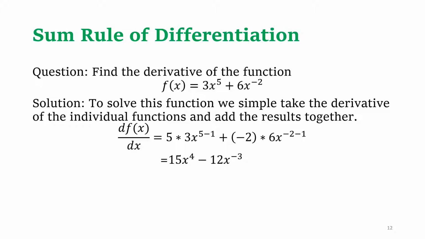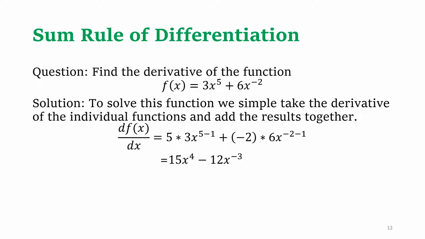So simple. Okay, so now we have negative 2 minus 1, that gives us negative 3. And then we have 15x to the power 4 minus 15 minus 12x to the power minus 3. So this is the derivative.